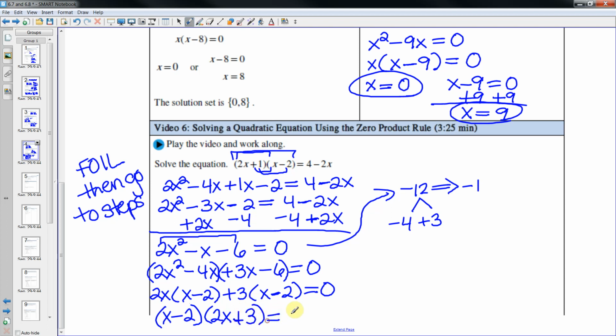And those are set equal to 0. So now that's factored all the way. So I'm going to come over here and I'm going to take x minus 2 and set it equal to 0. And I'm going to take 2x plus 3 and set it equal to 0.